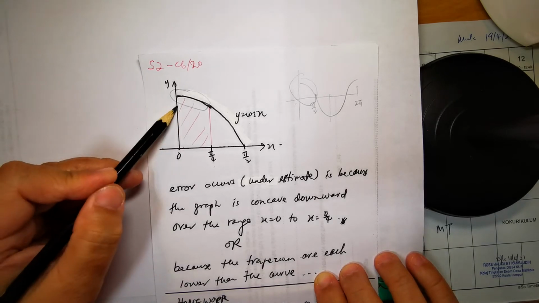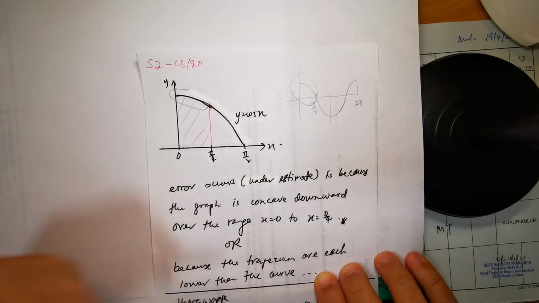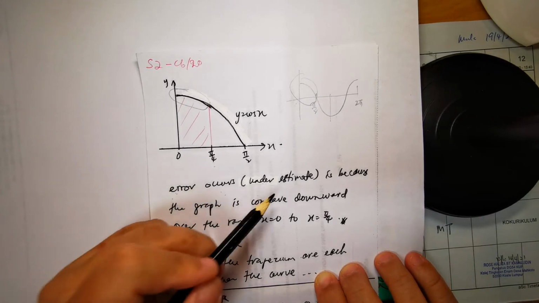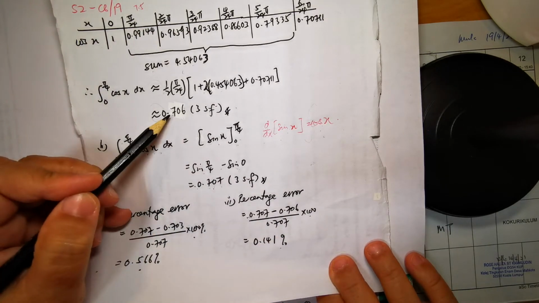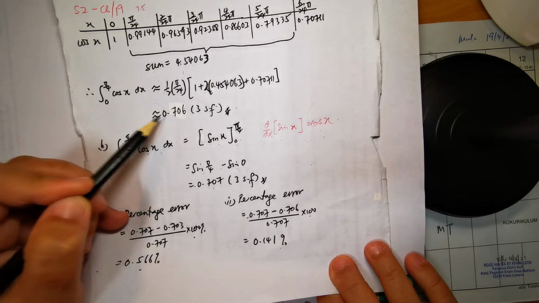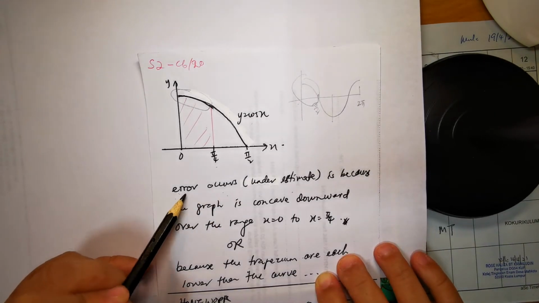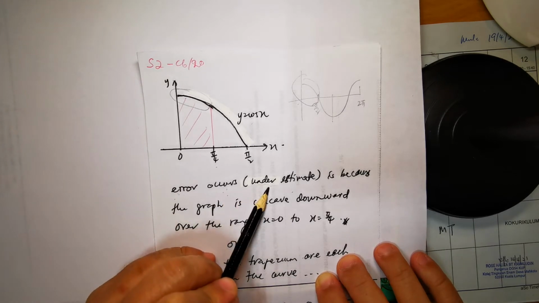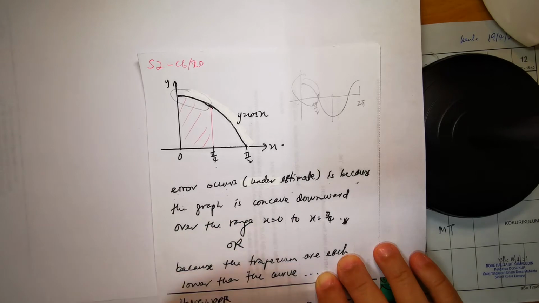Okay, so by using the diagram, we explain now. The error occurs, why got error, right? The error occurs, and we know that it's underestimate. Why underestimate? Very simple lah. This is the actual one. The one that we get from the trapezium rule is smaller, so underestimate lah. So the error occurs, which is underestimate, is because the graph is concave downwards.